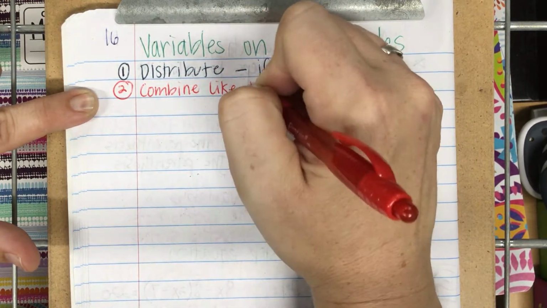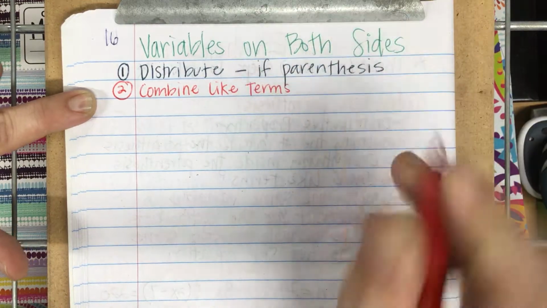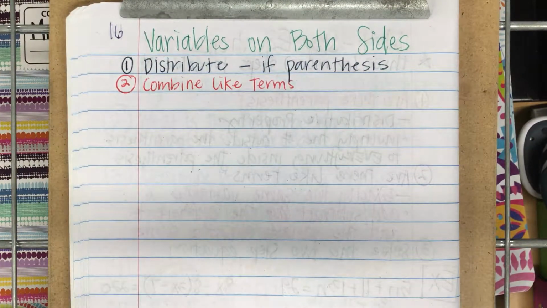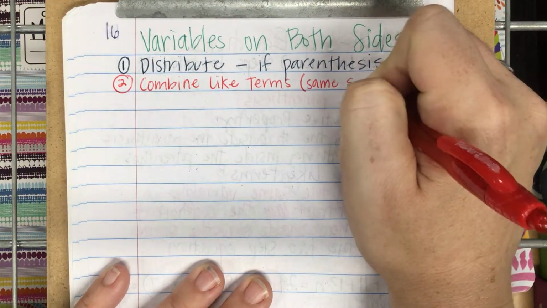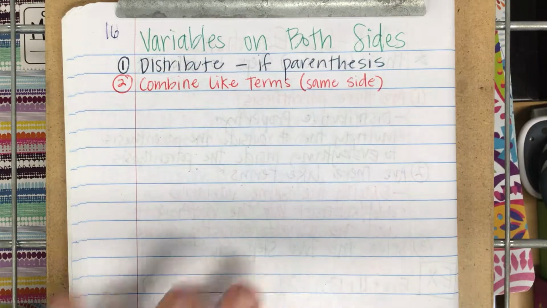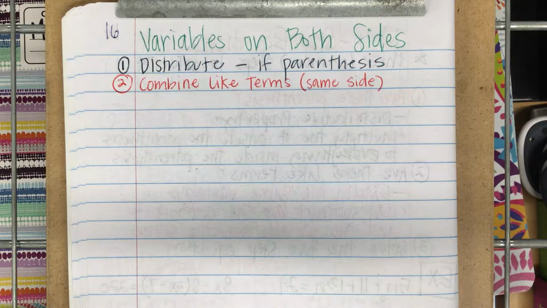like terms? And the trick is with this combine like terms, they need to be on the same side. They need to be on the same side. So the first thing we need to do is we need to simplify it. We need to distribute. We need to combine like terms.